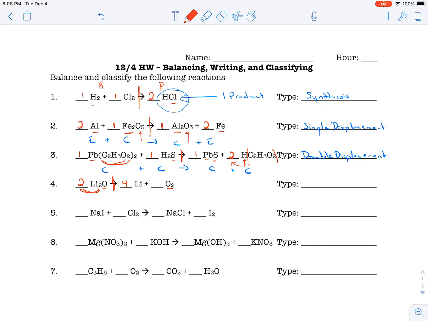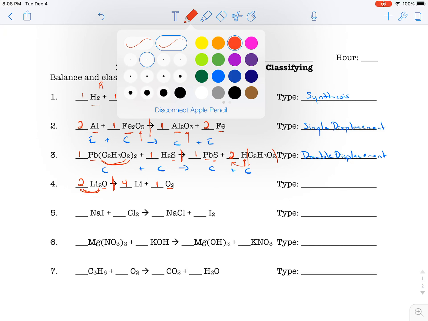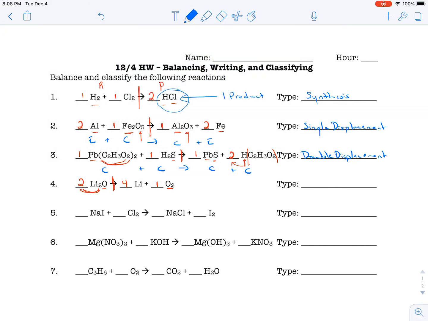So if we go back and check, now we have 4 Li's, 4 Li's, and 2 O's and 2 O's. So we are actually balanced here. If we switch gears to typing, we have one reactant breaking down, and so that is a decomposition. So we know it is decomposition because we only have one reactant, or one substance, on the left side. Okay? Everybody good with that?